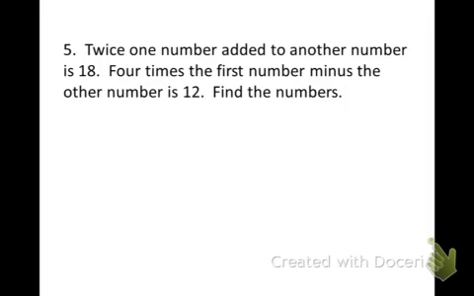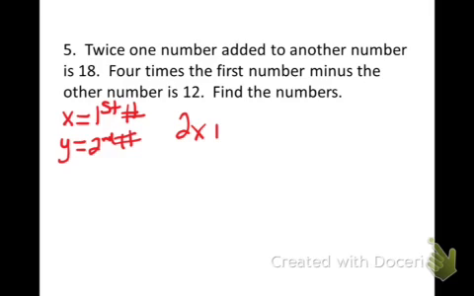So twice one number added to another number is 18, and 4 times the first number minus the other number is 12. So find the numbers. So we do need to define our variable first here. So we can say x equals first number. And now we're ready for two variables, which is something different than what we've done, and y could equal the second number. So writing our equation, twice one number, 2x, added to another, plus y, is 18. 4 times the first number, 4x, minus the other number, minus y, equal 12.